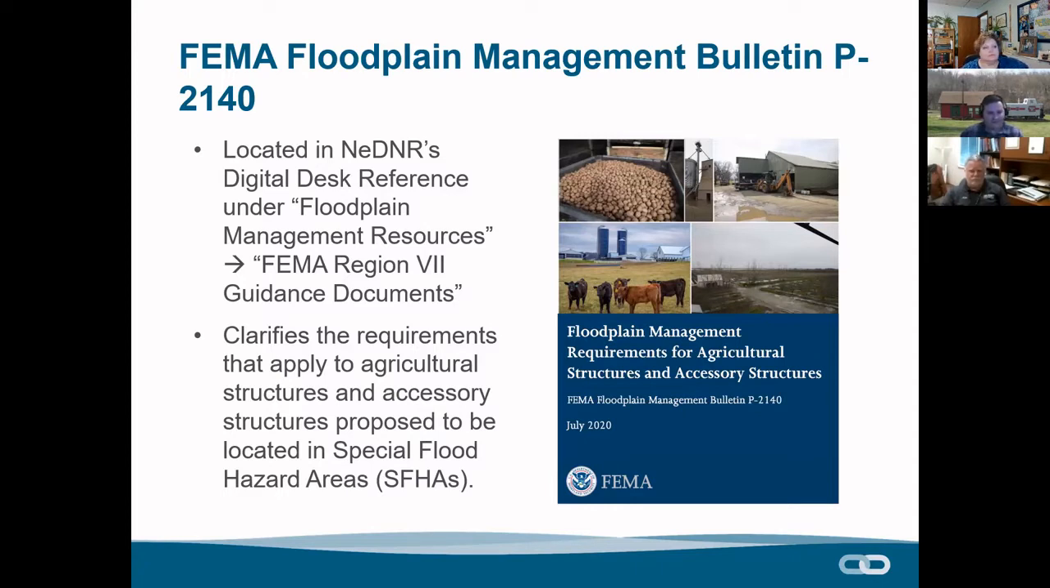The digital desk reference not only contains this guidance, but also all of FEMA's technical guidances, substantial damage guidances, pretty much any guidance that you would be looking for as a floodplain administrator, you can find it in our digital desk reference. So that's a great handy resource, and Michelle has posted that in the chat as well. But this specific guidance clarifies the requirements that apply to agricultural structures and accessory structures that are proposed to be located in special flood hazard areas. So you can find everything that we're talking about today in there, and maybe a little more information if you're wanting to go more in depth.